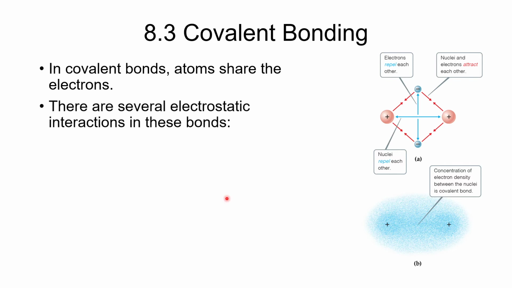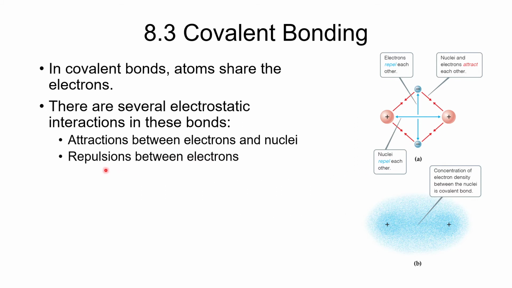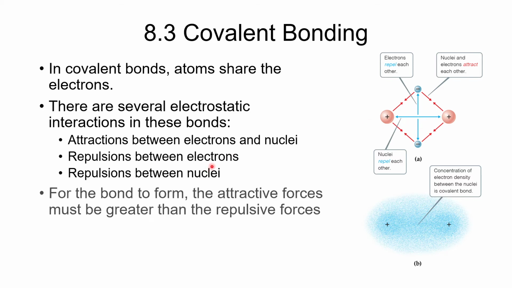There are several electrostatic interactions that we care about, and those can be represented by the picture over here. We've got 2 protons and 2 electrons. There are the attractive forces between the electrons and the nuclei. These are the red ones here. There's 4 different attractive forces there. And the repulsive forces between the electrons, so the two electrons do push on each other, and the repulsive forces between the nuclei. If the nuclei get too close, they will repel each other as well. For the bond to form, the attractive forces need to be greater than the repulsive forces.